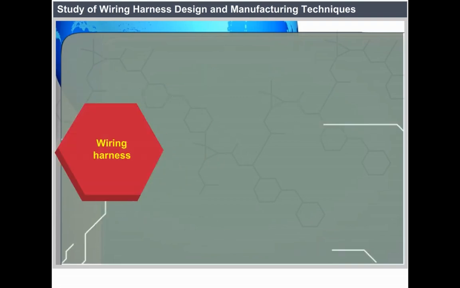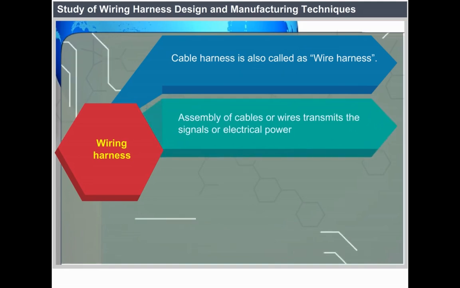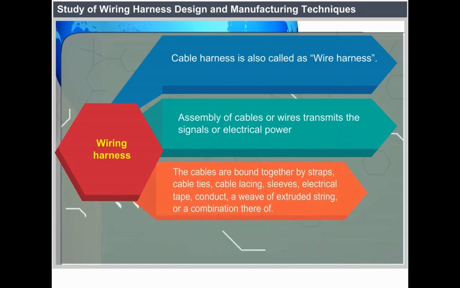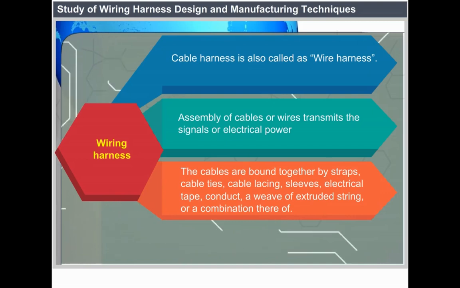Wiring harness. Cable harness is also called wire harness. It is an assembly of cables or wires which transmit signals or electric power. The cables are bound together by straps, cable ties, cable lacing, sleeves, electrical tape, conduit, a weave of extruded string, or a combination thereof.